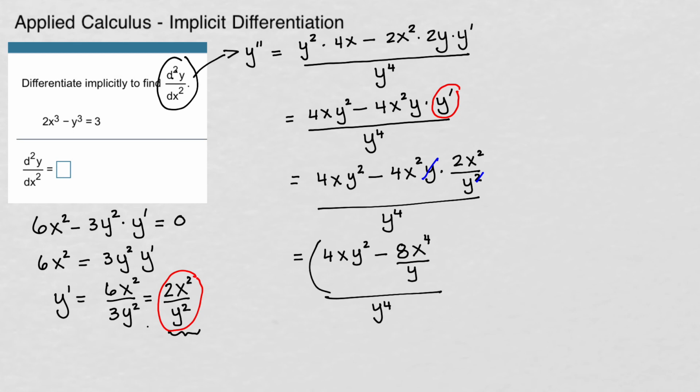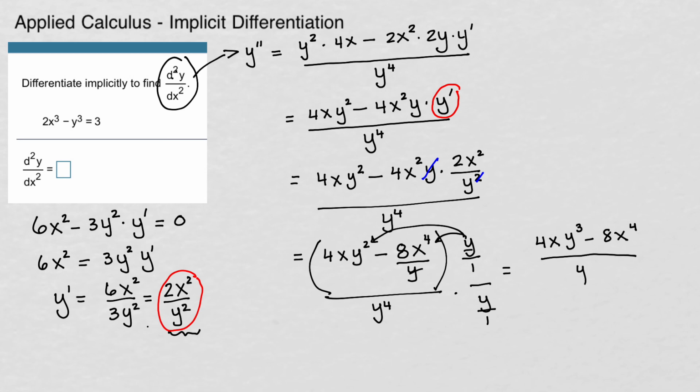So now one thing left to do, and that's to simplify my complex fraction. So I'm going to multiply the numerator by y over 1 and the denominator by y over 1. So I get 4xy to the third minus 8x to the fourth. So the y multiplied here, that's why that's y to the third, the y multiplied by here, and the y's canceled out, over y to the fifth. And that is my final answer.